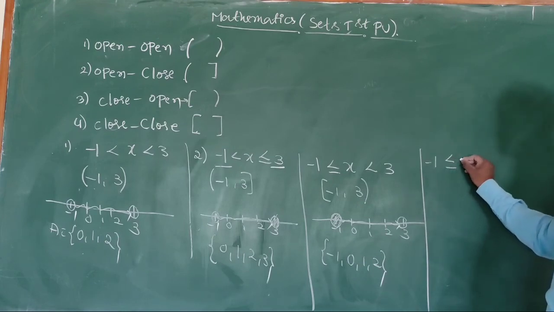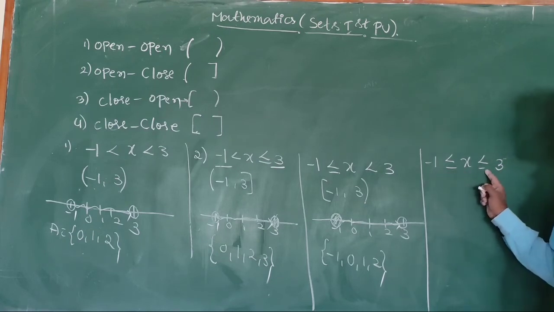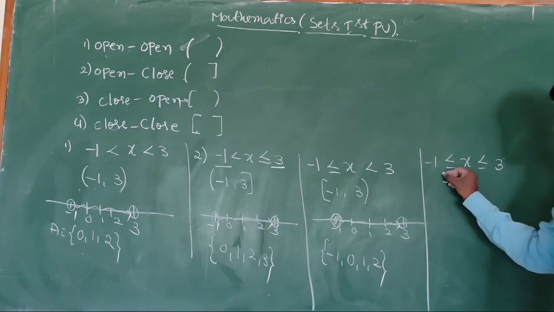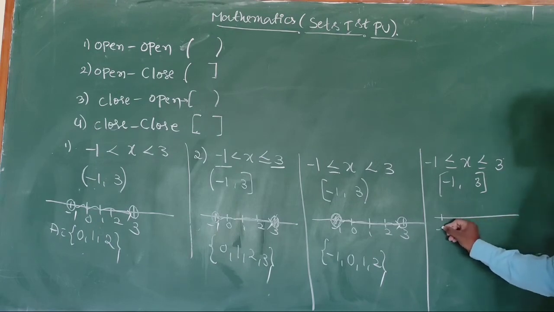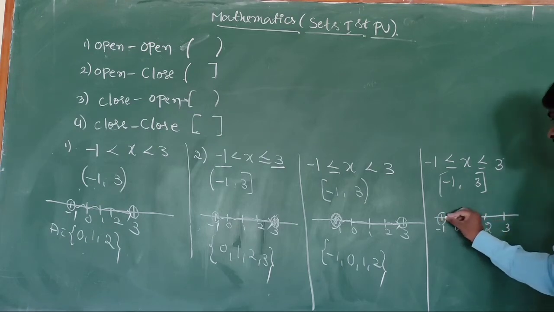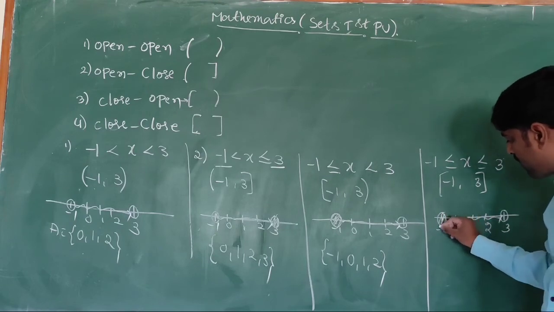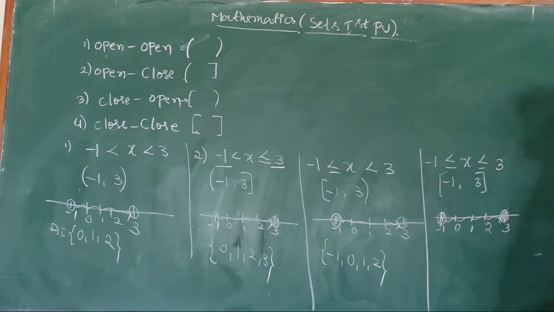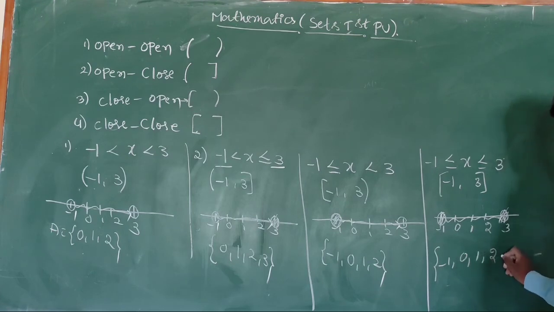-1 less than or equal to x less than or equal to 3. So here also close, here also close. -1 is close, 3 is close. Now we should write the interval form: -1, 0, 1, 2, 3. -1 is close, 3 is close, so I write -1 to 3. I should shade -1 and shade 3, because we are including -1 and including 3. Now the set form is -1, 0, 1, 2, 3.